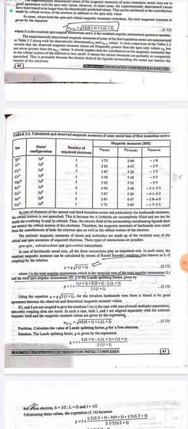Where J is the total angular momentum, which is the vectorial sum of the total orbital angular momentum L and the total spin angular momentum S. g is the Landé splitting factor, given by g = 1 + [J(J+1) + S(S+1) − L(L+1)] / 2J(J+1). Using the equation μ = g√(J(J+1)) for the trivalent lanthanide ions, there is found to be good agreement between the observed and theoretical magnetic moment values.